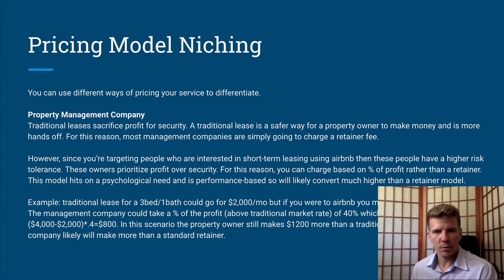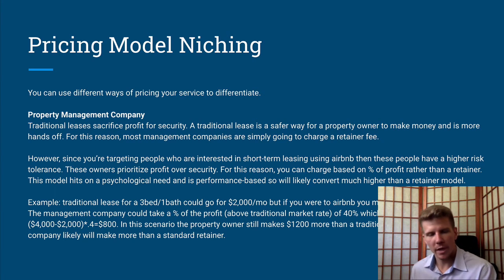So just a quick example of this: a traditional lease for a 3-bed 1-bath would go for $2,000 a month. If you were to Airbnb, you might make $4,000 a month. The management company could take a percent profit of that, like 40% profit of the above market rate. So 4,000 minus the 2,000 you would have got if you did a traditional lease leaves you with 2,000 times 0.4. Then you get $800 as that management company for managing that and getting that performance.